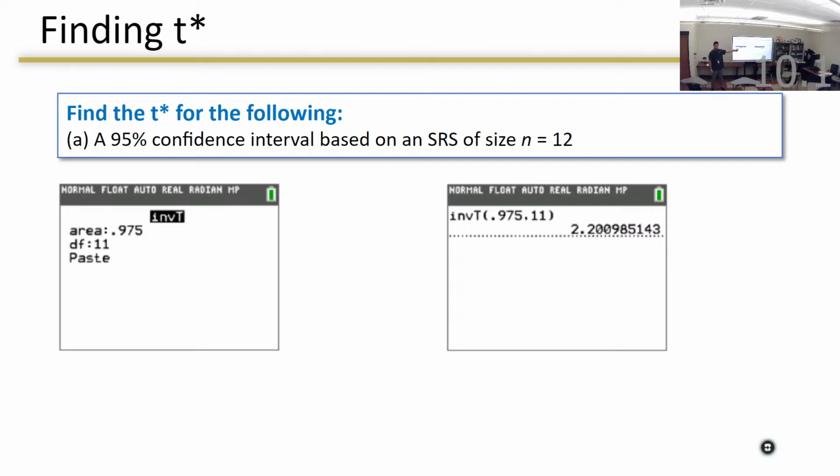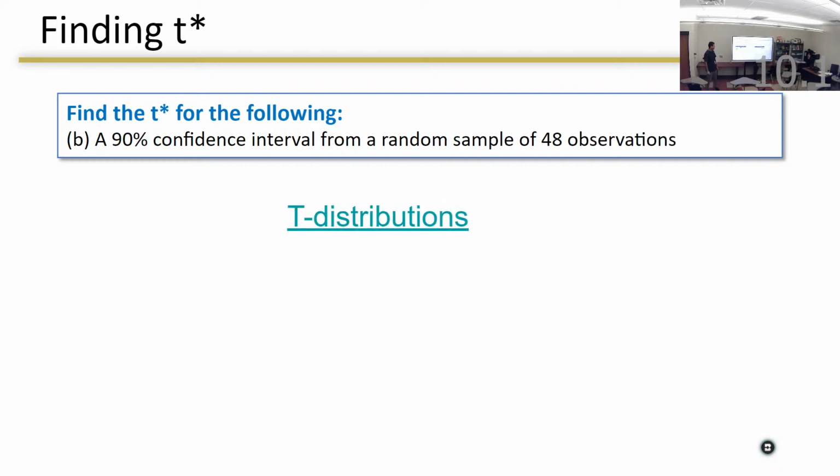Inverse t, if you're using your calculator, just be careful about the tail. If you use Coach Mayer's problem, you're good, because he calculated the tail for you. I don't even think the old 83s have an inverse t. So you'll either have to use Desmos or the table, because the old 83s don't even do an inverse t.